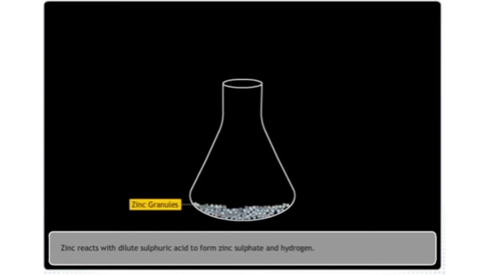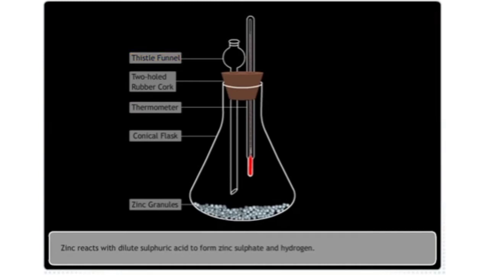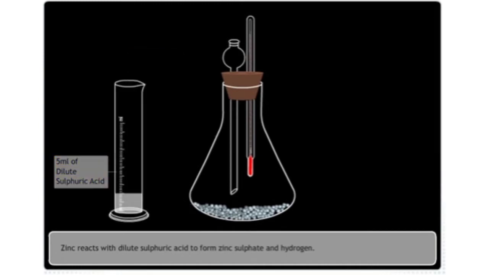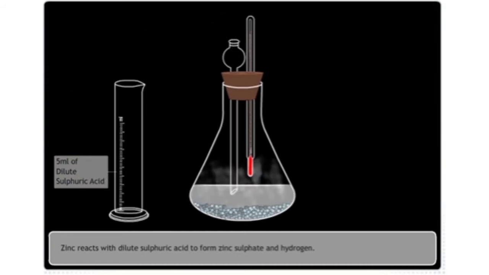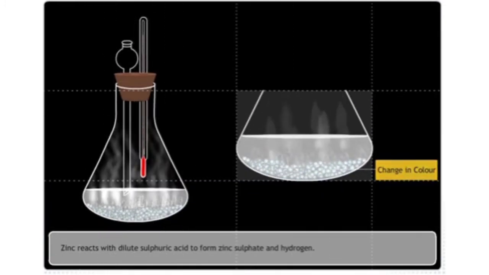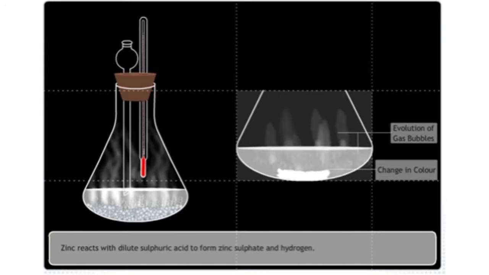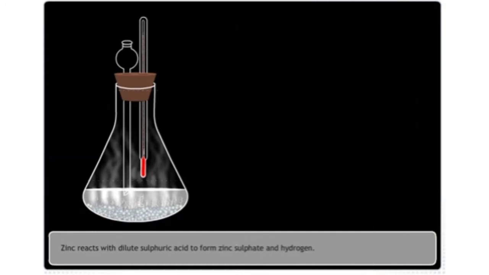We begin with some zinc granules in a conical flask. These granules are blue-grey in color. We fit a rubber cork on this flask. Then we fit a thermometer through one hole of the cork and a thistle funnel at the other hole. Next, pour 5 ml of diluted sulfuric acid into the conical flask through the thistle funnel. The zinc granules change from blue-grey to white, and some gas bubbles are also released from the solution. This is because zinc reacts with sulfuric acid to form zinc sulfate, a salt, and hydrogen gas is released. Zinc sulfate is white in color. The thermometer shows an increase in the temperature of the solution.